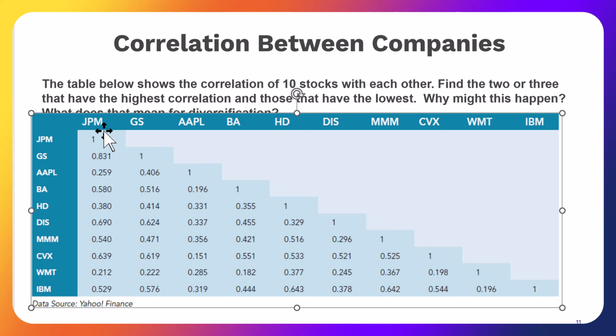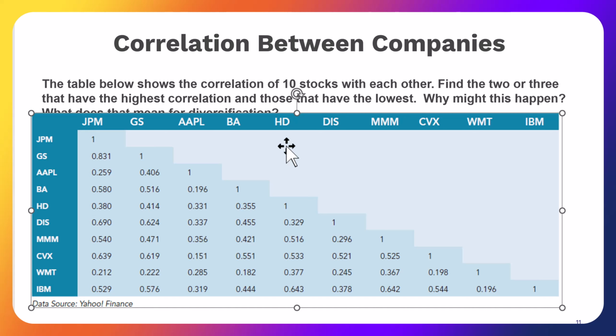So look at JP Morgan. If you go down, let's find the one with the highest correlation. It's Goldman Sachs, with a correlation of 0.831. That's a pretty high correlation. But if we combine JP Morgan with Apple, it has a very low correlation. That would be a great investment to put together to get some diversification. As well as Home Depot at 0.38 and Walmart at 0.212. Those would be great things to combine with JP Morgan.